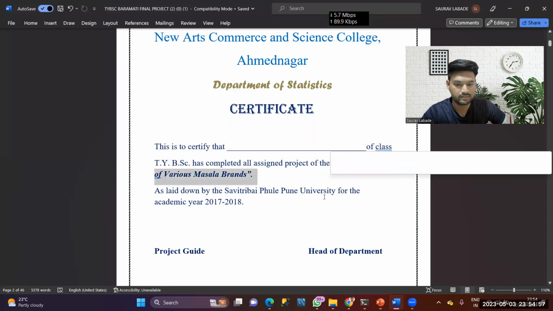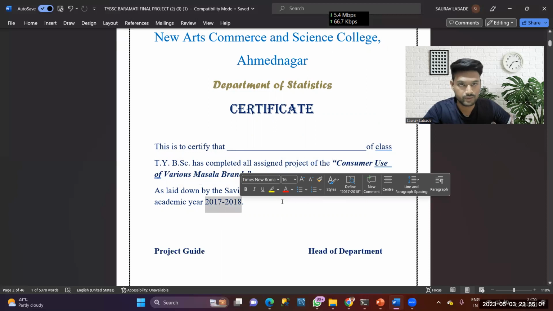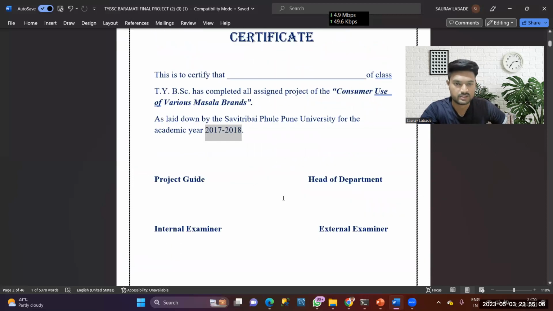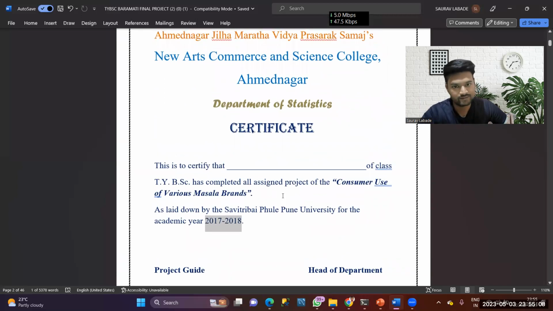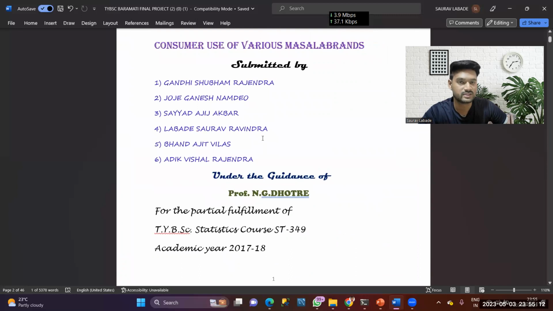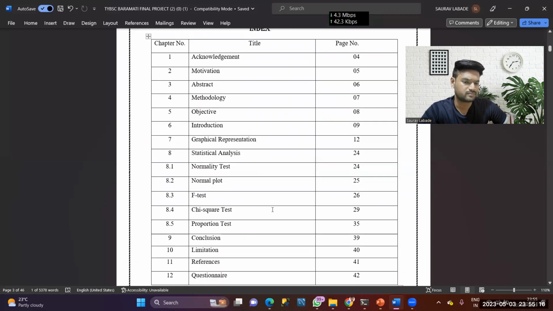And the project name, okay, and again here the year, the year will be 2022-23. This also will be the same. So that is the first two pages, which will be the same for all the students. Only the group members will change.